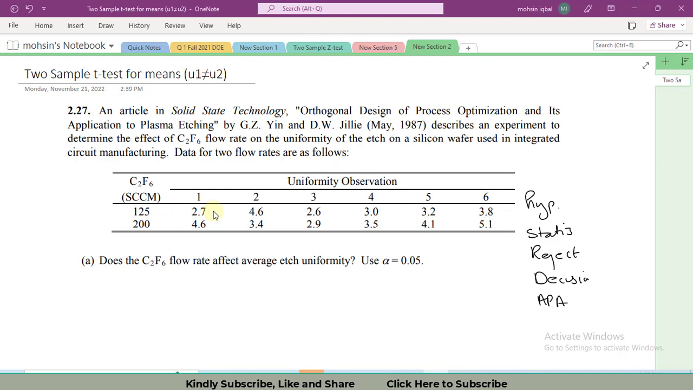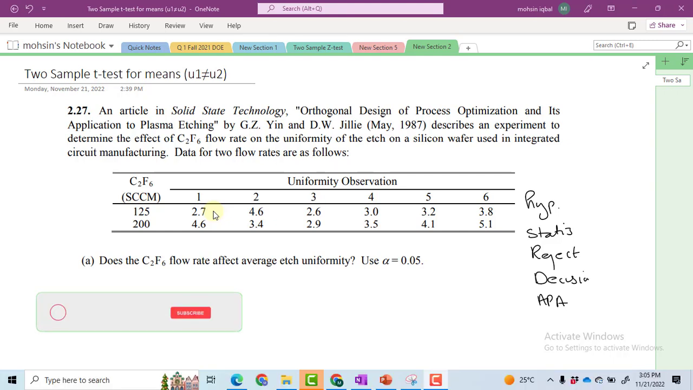Why have I chosen the t-test? Because no information regarding the standard deviation or variance of the population has been provided. So this is the reason behind selecting the t-test.